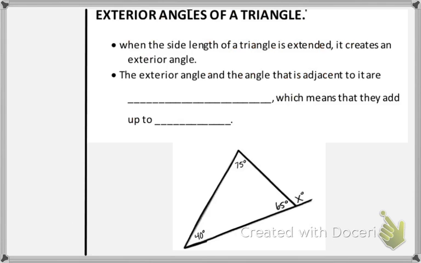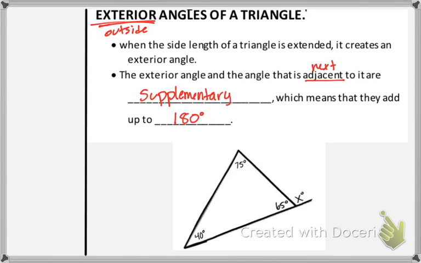Let's talk about the outside of a triangle. Exterior is another word for outside, right? Exterior angles are the outside angles of a triangle. It says when the side length of a triangle is extended, it creates an exterior angle. The exterior angle and the angle that is adjacent to it, remember adjacent means next to it, are supplementary, which means they add up to, and we know this, 180 degrees.